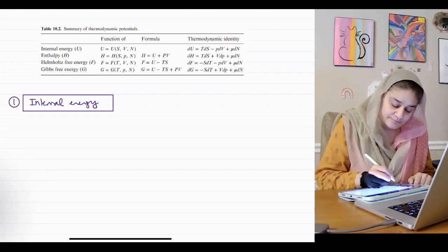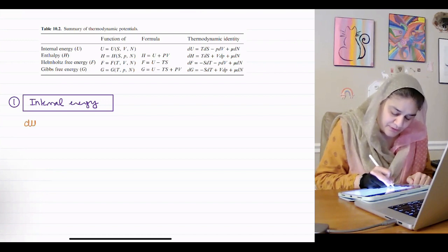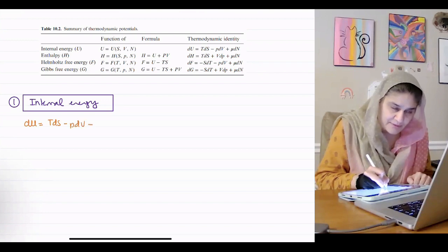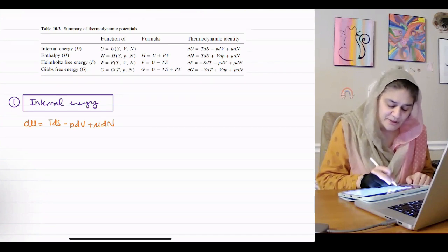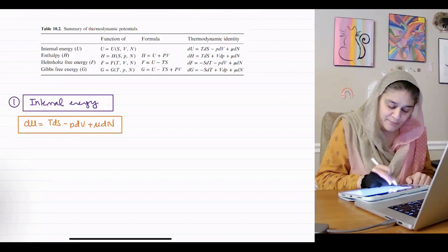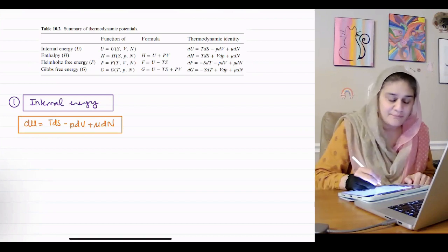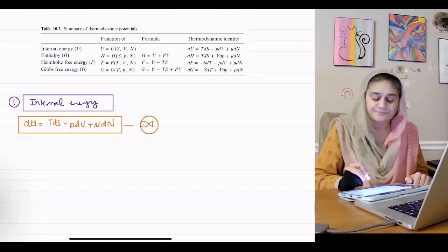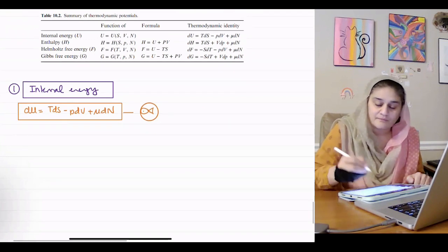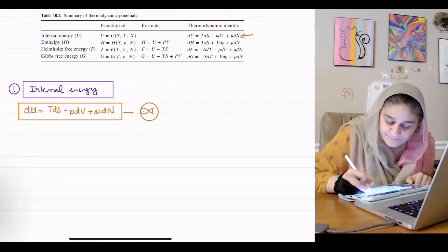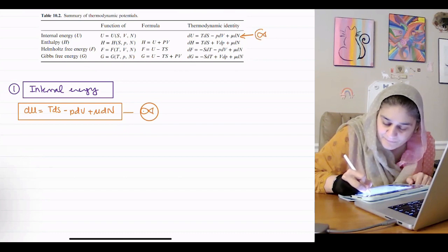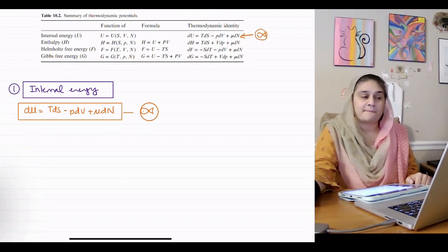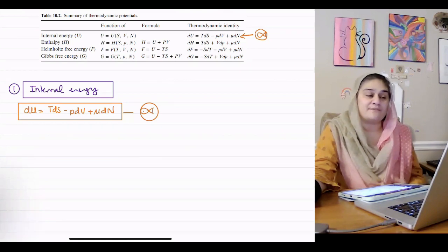So I know that dU equals TdS minus PdV plus mu dN. This is what I am told from my table I need to look for. Let me call this the fish equation. So that's my fish equation right here. Okay. Now, how do I derive this?